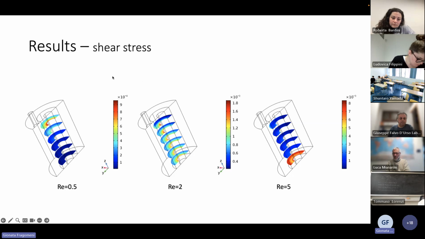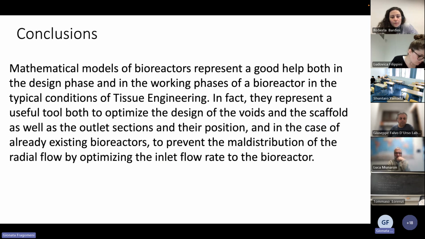This is the shear stress. We have also said that mechanical stimuli can influence the behavior of the cells, and in this slide you can see that different Reynolds numbers and different inlet conditions can influence the shear stress, and thus the mechanical stimuli, in different ways.